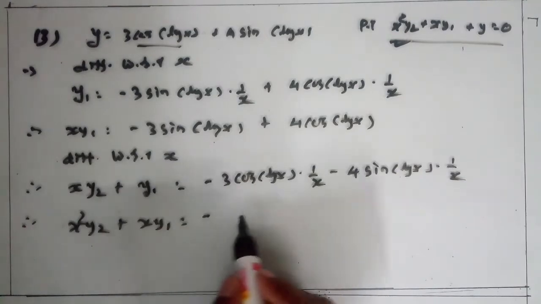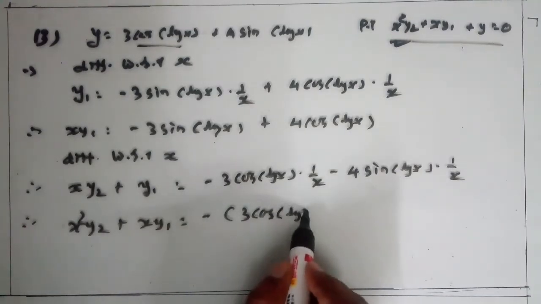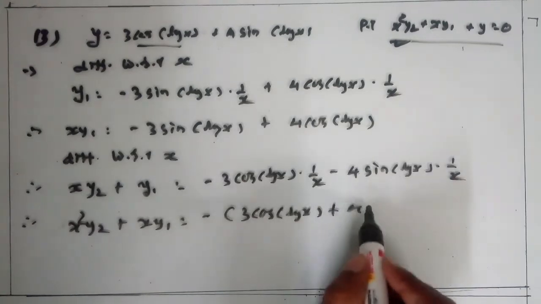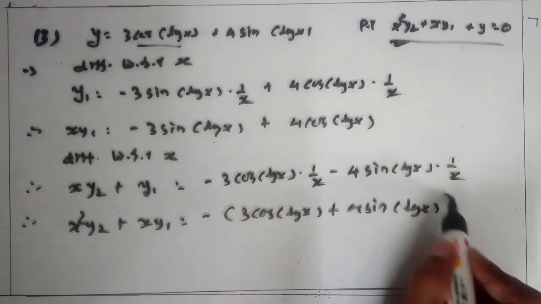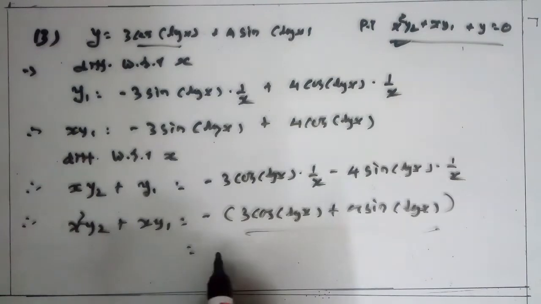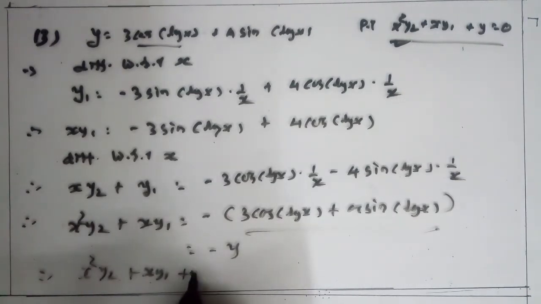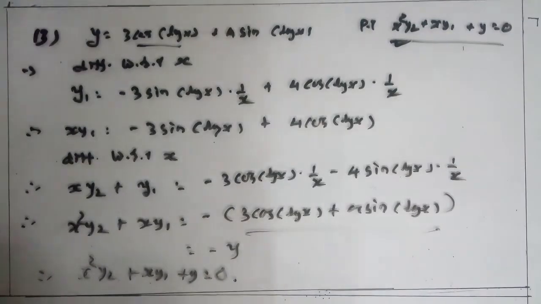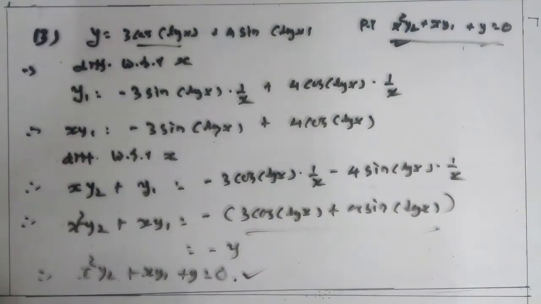Clear? X take LCM, so we get x² y₂ plus x y₁ is equal to, from these two terms, minus take outside, 3 cos(log x) plus 4 sin(log x). And what do you say about these terms? This is y, so it is equal to minus y. Therefore minus y take this side, so x² y₂ plus x y₁ plus y becomes 0. Clear? Hence proved. This is the answer.